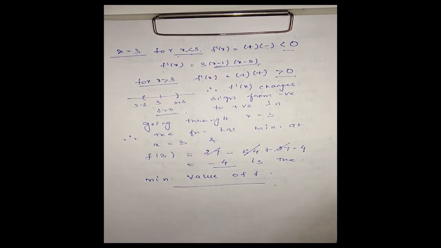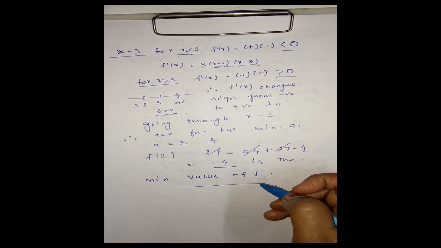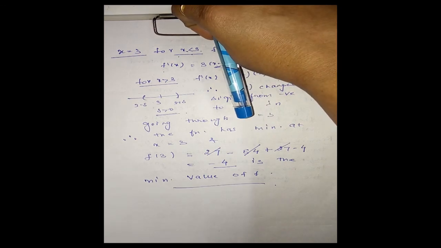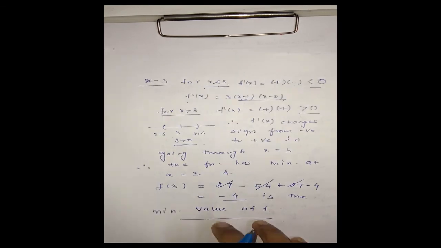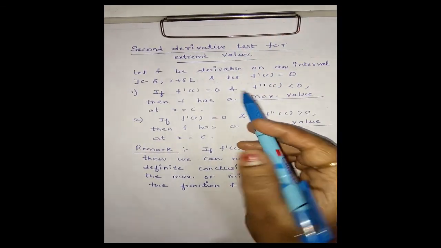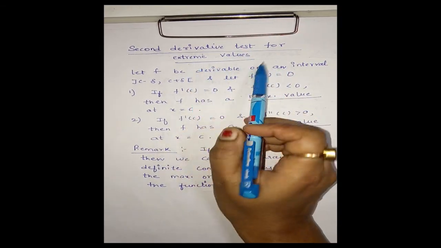That's how we have to find the minimum value and the maximum value of a given function using the first derivative test. Now we have a second derivative test also. Now we will be doing the second derivative test. Now we have a second derivative test for extreme values.